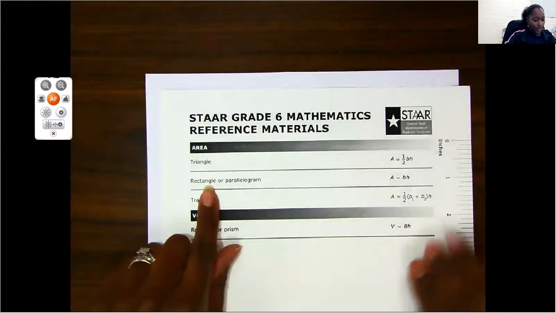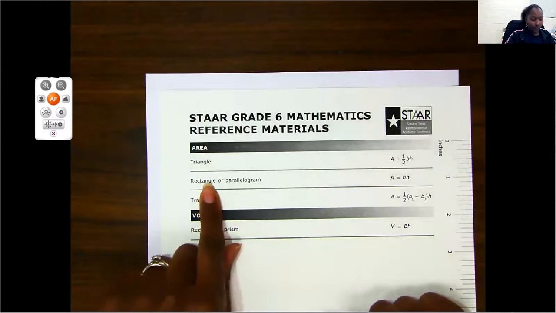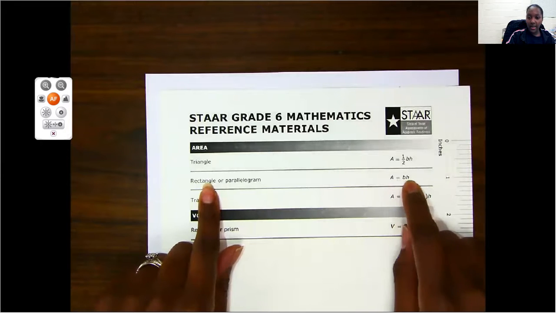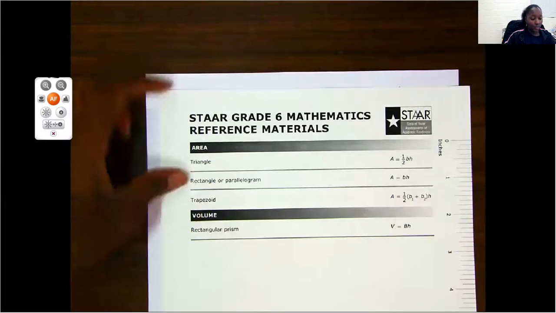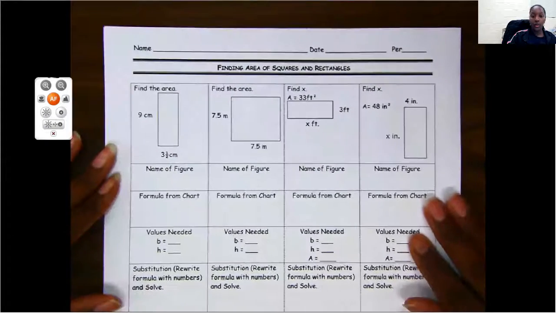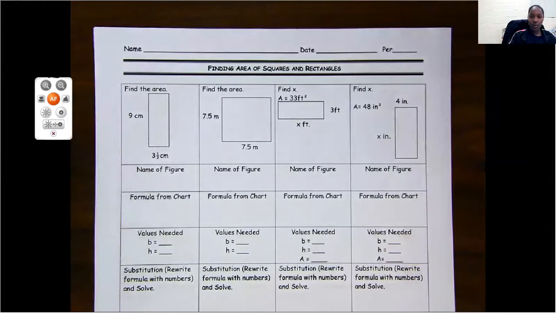We are going to be talking about rectangles and squares today. As you can see, the formula for that is area equals base times height. This should be very familiar to you from elementary school. Base times height is just the same as saying length times width. I do believe that's what you're familiar with, but we're calling it base times height for our purposes.